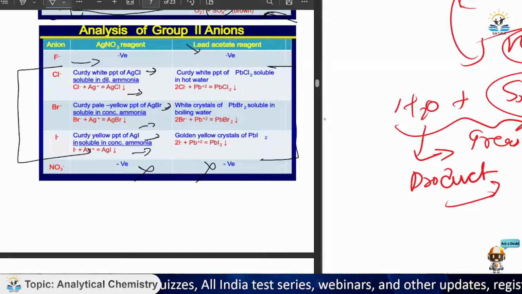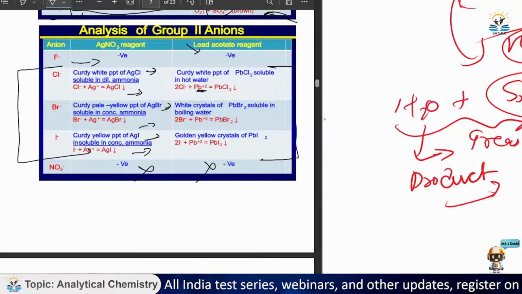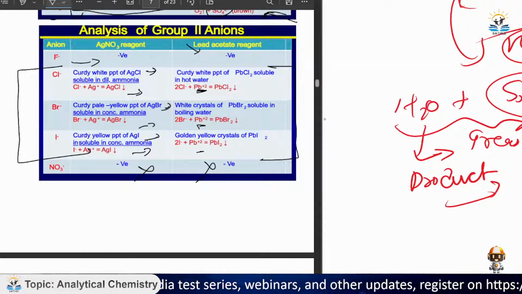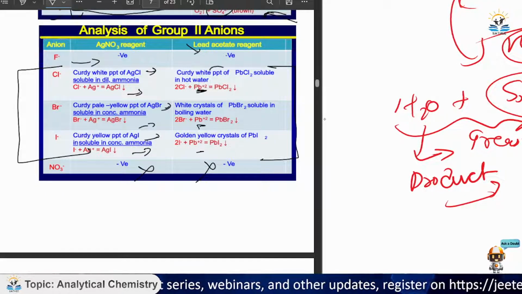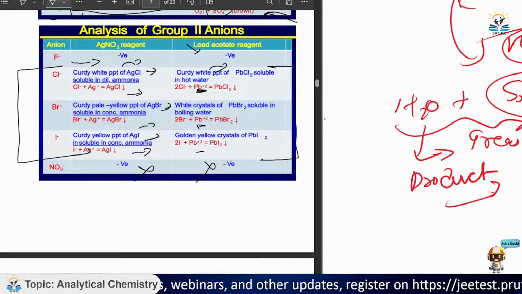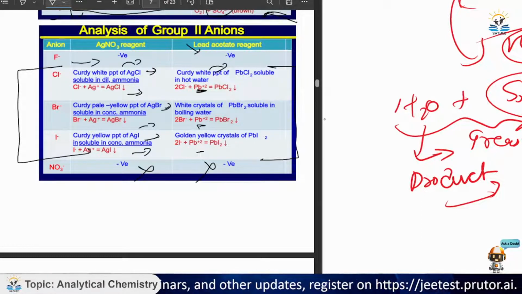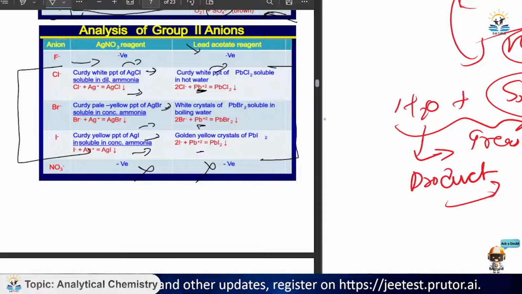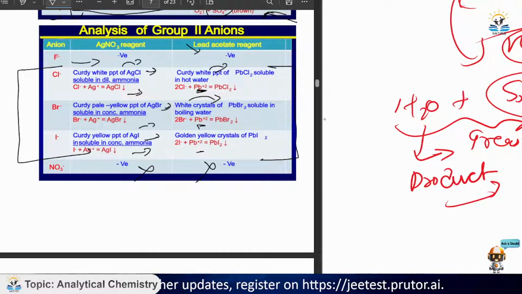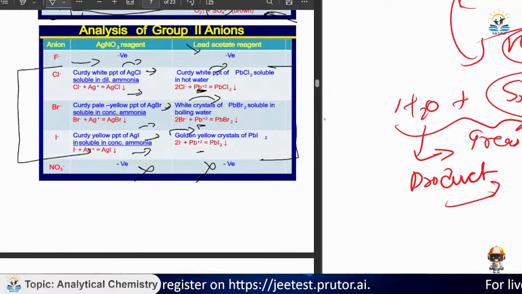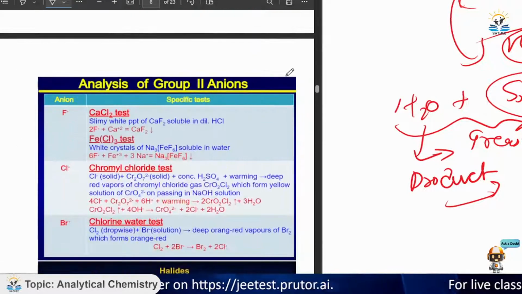Now, what about the lead acetate? That is Pb plus 2 ion. Chlorine will form curdy white PPT. In both cases, it is forming white PPT. Now, for bromine, here it is forming pale yellow. Here it will form white crystals, not PPT, white crystals. Now, here golden yellow. Like that you can remember in your mind.